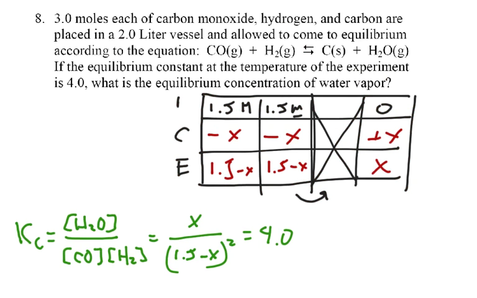Okay, problem 8. Similar. So we have 3 moles in a 2 liter container. So we're going to put those two together, and that's where we get the 0.15 molar. So 0.15 molar, 0.15 molar. Now notice what I've done, and that is carbon is a solid. And since it's a solid, then it does not enter into my expression. It's not going to enter into my calculations.